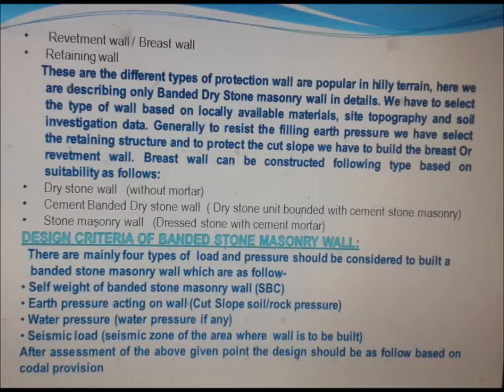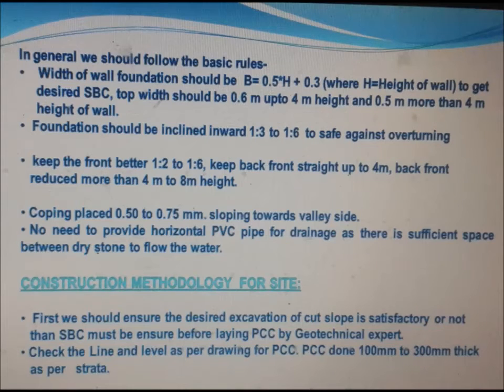After assessment of the above points, the design should be as follows, based on IRC SP 48, 1998, IRC 40-2002 and IS 14458, Part 3. In general, we should follow the basic rules. Width of wall foundation should be B equals 0.5h plus 0.3, where h equals height of wall, to get the desired SBC. Top width should be 0.6 meters up to 4 meters height and half a meter more for heights above 4 meters. Foundation should be inclined inward 1 to 3 to 1 to 6 to be safe against overturning.